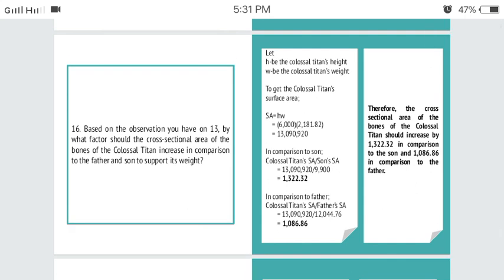16. Based on the observation you have on 13, by what factor should the cross-sectional area of the bones of the colossal titan increase in comparison to the father and son to support its weight? So let H be the colossal titan's height and W be the colossal titan's weight. To get the colossal titan's surface area, that is SA is equal to weight times height, or H times W, that is 6,000 times 2,181.82.